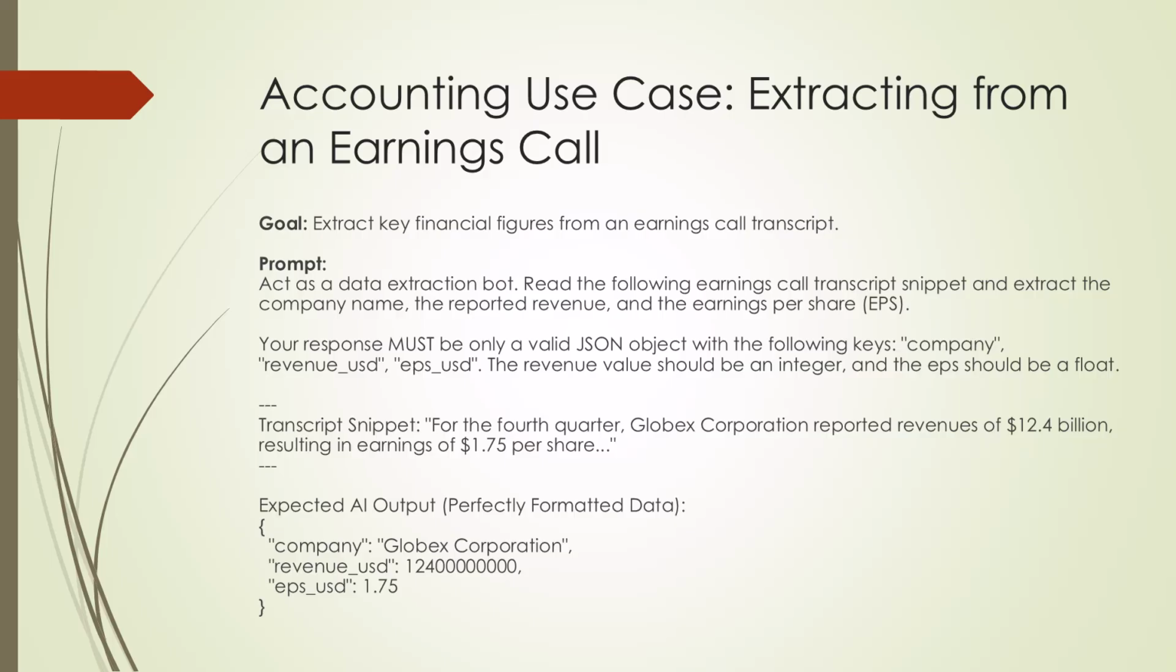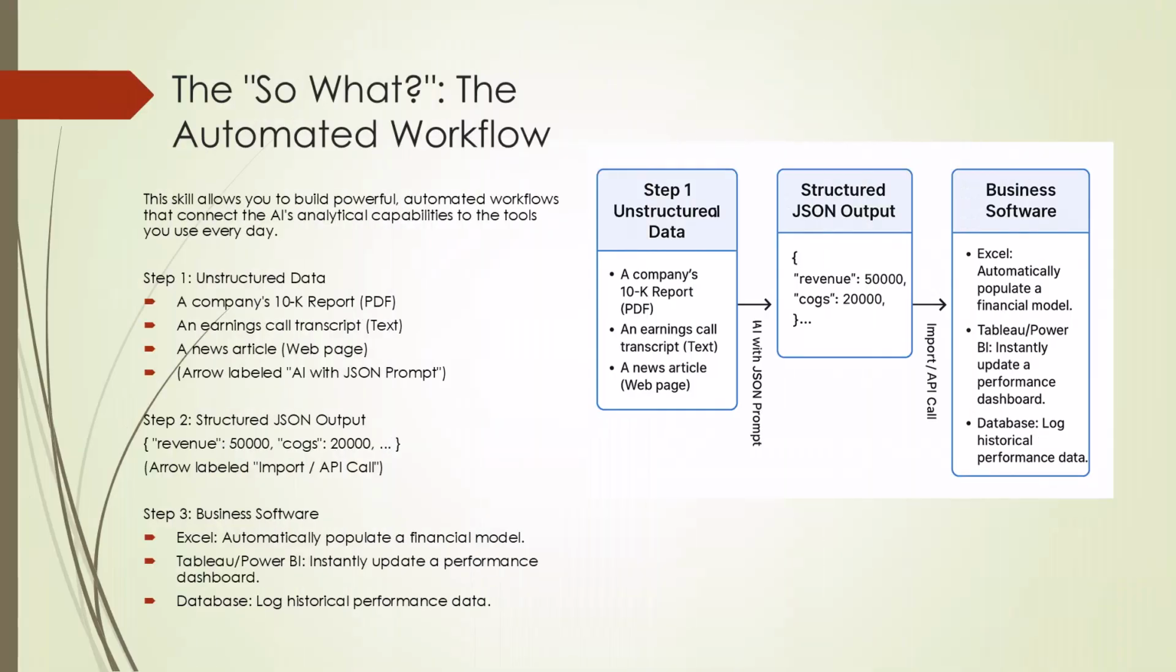Your response must be only a valid JSON object with the following keys: company, revenue in US dollars, and earnings per share in US dollars. It even specifies the data types for the values. We then provide the transcript snippet. The expected output from the AI is not a paragraph, but a perfectly formatted, machine-readable JSON object, as you can see on the slide.